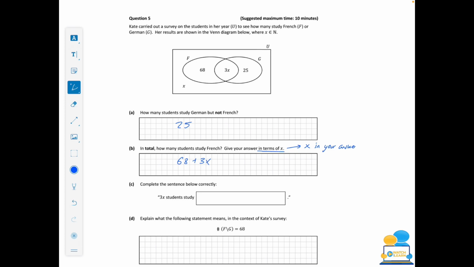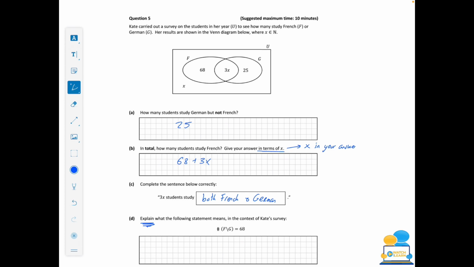Then complete the sentence below correctly. 3x students study what? Those 3x people are inside the French circle and inside the German circle. So they study both French and German. Now, they're a big fan of these type of questions. They want you to explain things. That means explain it in your own words using the keywords in maths as well if you can.